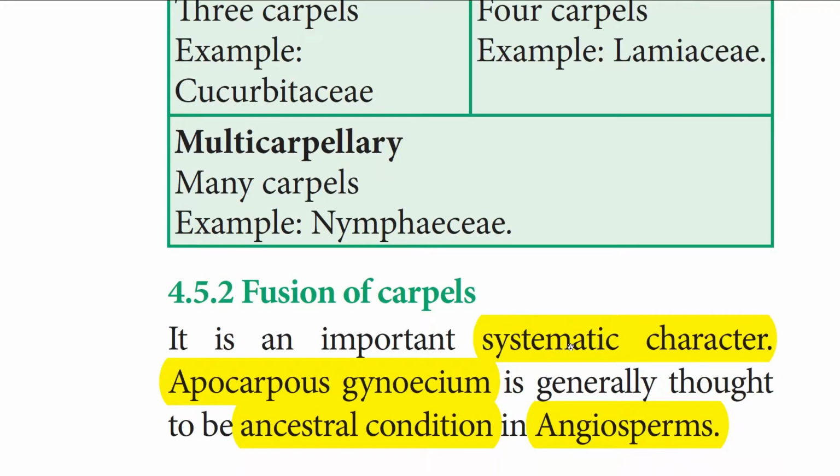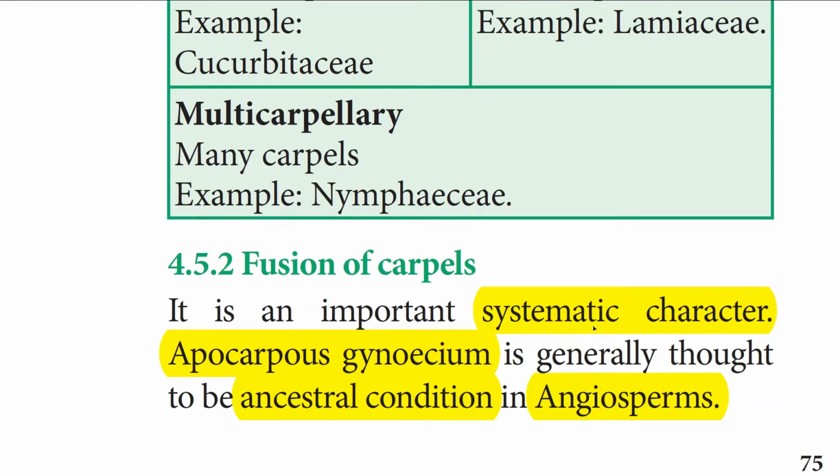Now, according to the fusion, we have already seen if the carpels are fused, we call it as syncarpous. If they are free and distinct, we call it as apocarpous gynecium. If they are united and fused, connate, then we call it as syncarpous ovary. So, apocarpous gynecium is considered as the ancestor of angiosperms. In angiosperms, first we will have the apocarpous, then that will be followed by syncarpous ovary.